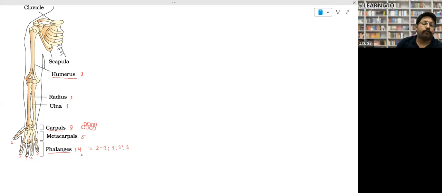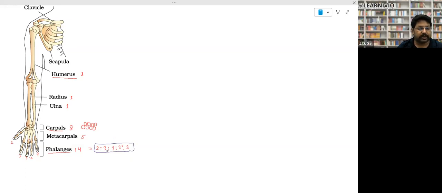So there are totally 14 phalanges. The formula is 2 plus 3 plus 3 plus 3 plus 3. Why? Each of these fingers has 3 phalanges, but our thumb has only 2 phalanges, right? So the phalangeal formula, this question has been asked, is 2, 3, 3, 3, 3, right?